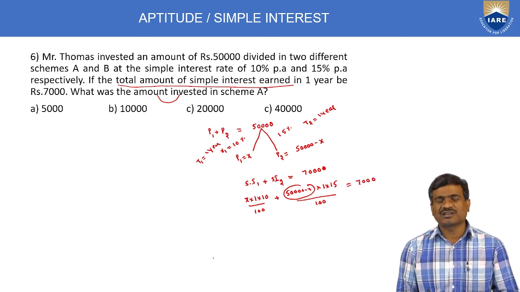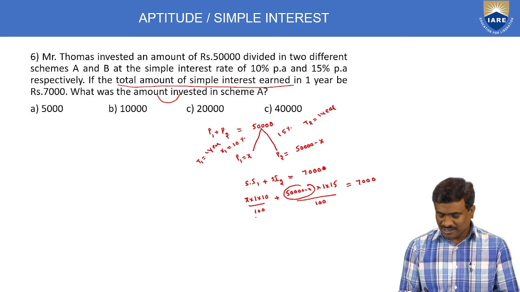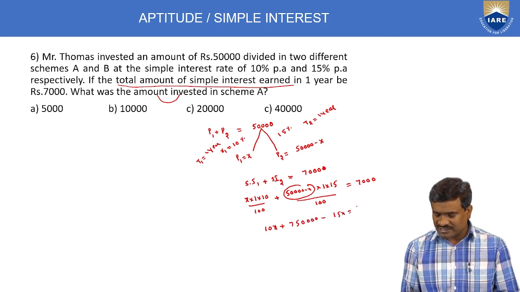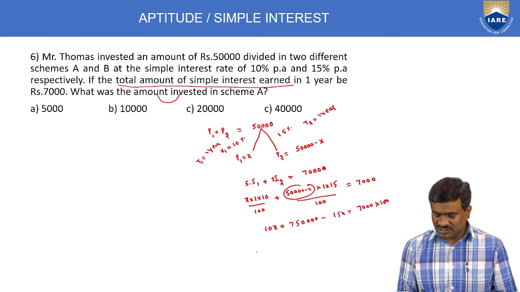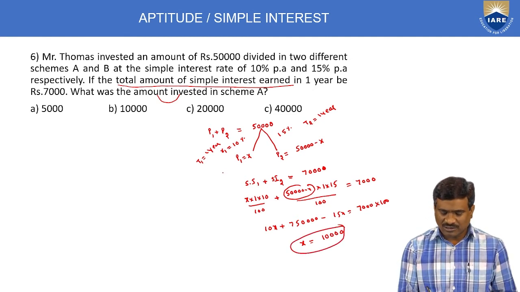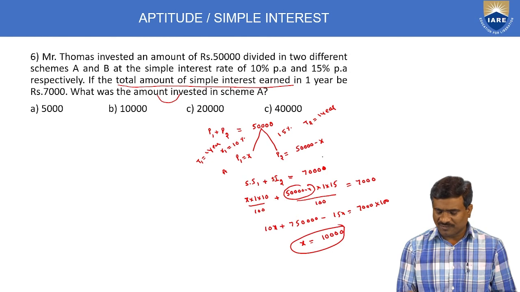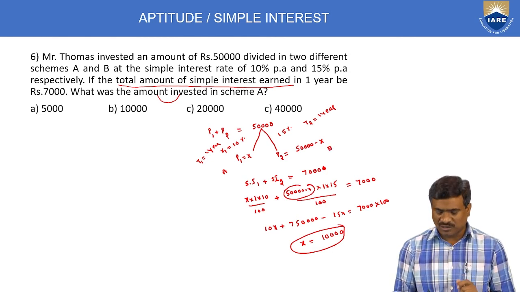In this equation, calculate only X. Your method is 10X plus 75,000 minus 15X is equal to 7,000 into 100. In this equation, find out X, where X is equal to 10,000. X is called scheme A principal amount, and 50,000 minus X is called scheme B principal amount.